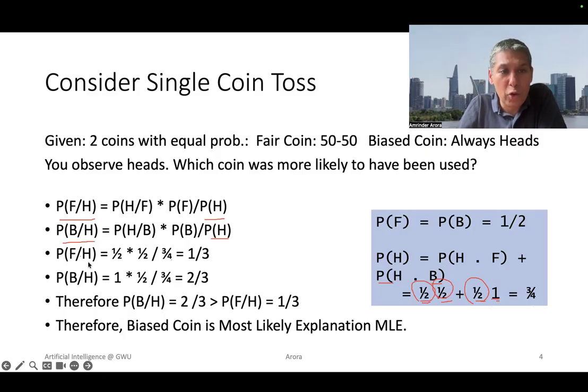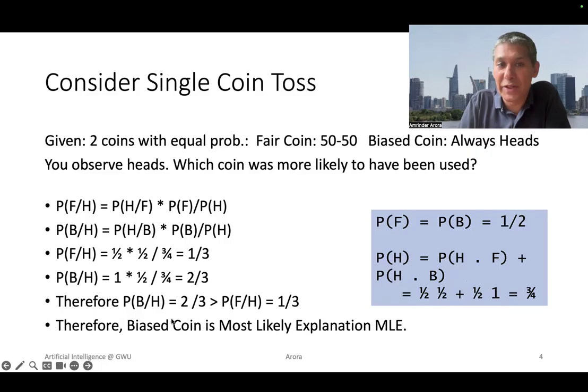So when we go back to computing this, we can now plug in 3/4 in the two denominators, and we can complete our calculation. The probability of fair coin given heads is equal to 1/3. The probability of biased coin given heads is equal to 2/3. So we can say that the biased coin was the most likely explanation. And in this case, we did use the Bayes theorem. So it seems that we should basically be using the Bayes theorem altogether.